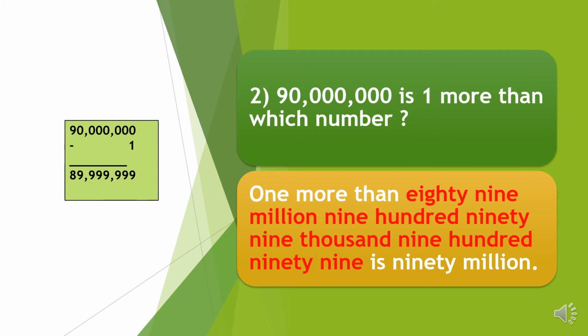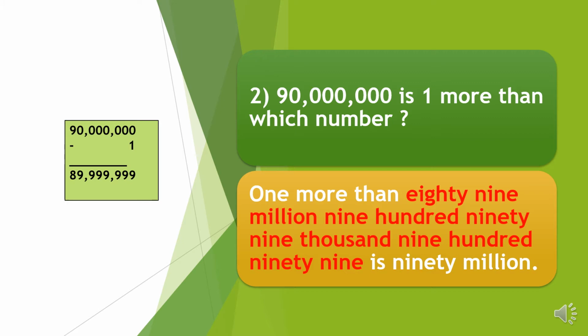90 million is one more than which number? So what we want to find? We want to find the number just before 90 million. So how we can find that? We want to subtract 1 from 90 million. Then we will get the number before 90 million. It means the predecessor of 90 million. Actually, we want to find the predecessor of 90 million.